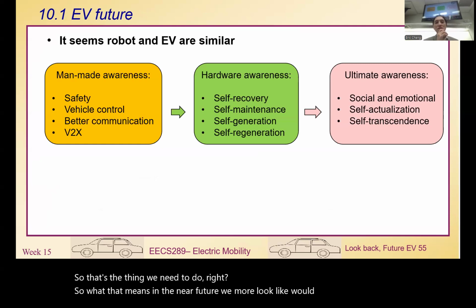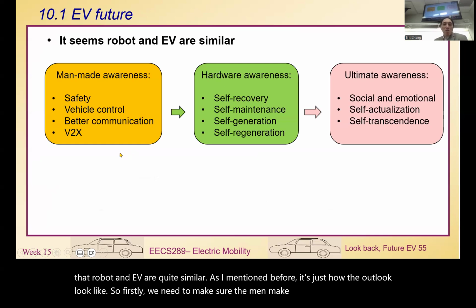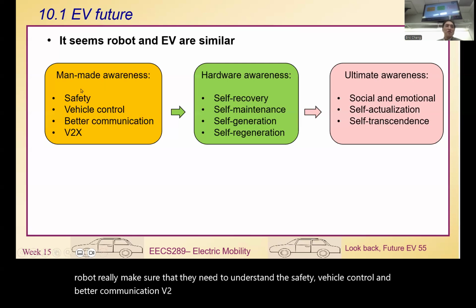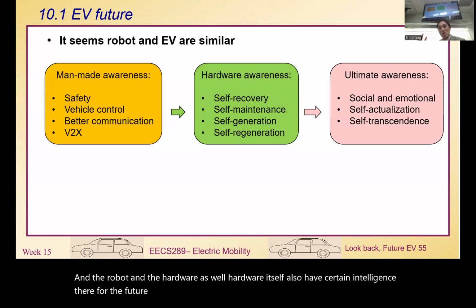You see that robot and EV are quite similar, as I mentioned before. It's just how the outlook looks. So firstly, we need to make sure of the man-made awareness. So for the EV or robot, we need to make sure that they understand safety, vehicle control, and better communication, V2X. That is, at the moment, what we think about the man-made awareness for the EV and the robot. And the hardware as well, the hardware itself also has certain intelligence. For the future EV, and we're talking about the future. You see this topic, we're not talking about today, we're talking about the future.